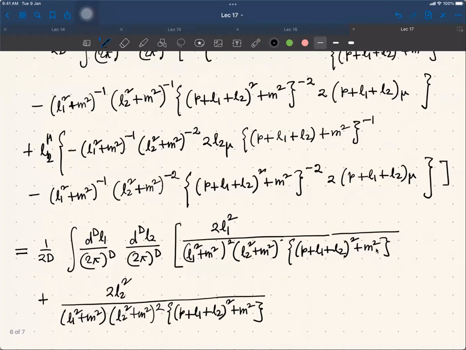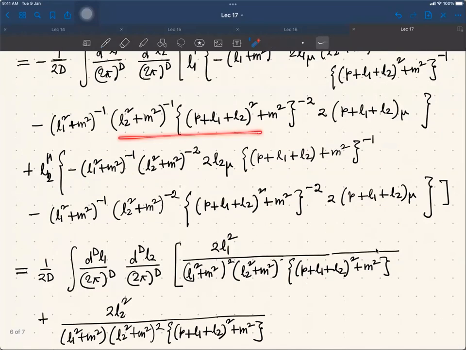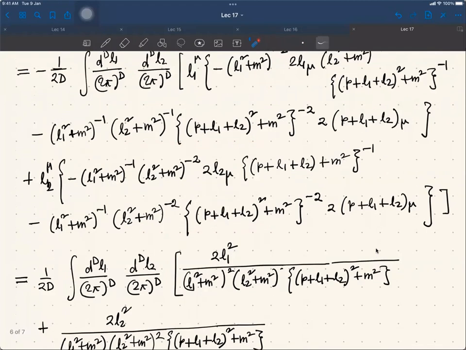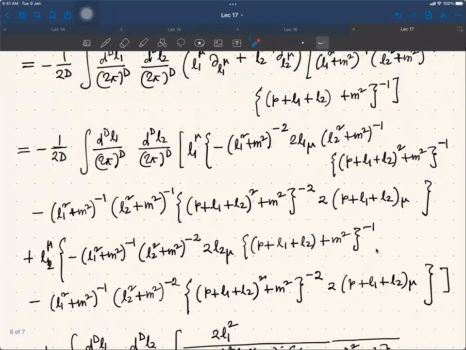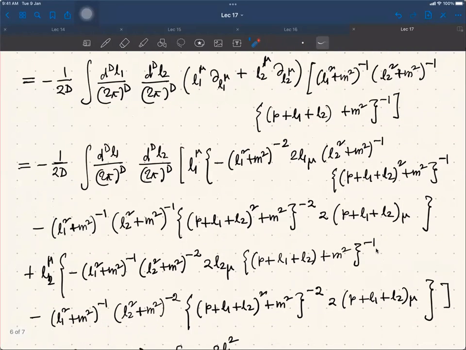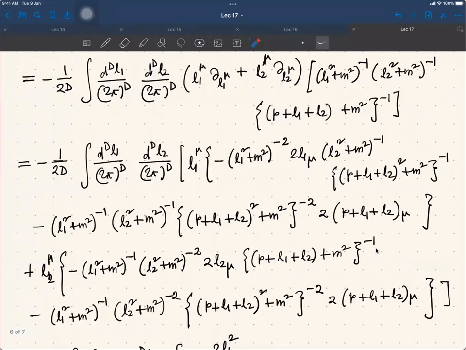Then the other two terms, this one and this one, so I have made a mistake here. This is -1, because the next one has -2. The derivative acted on this factor.